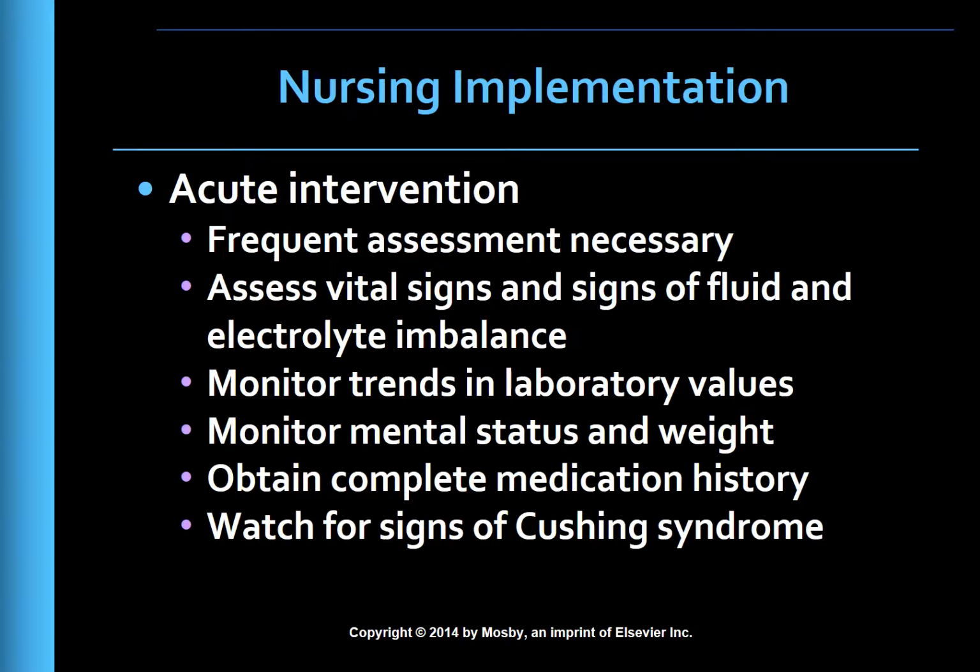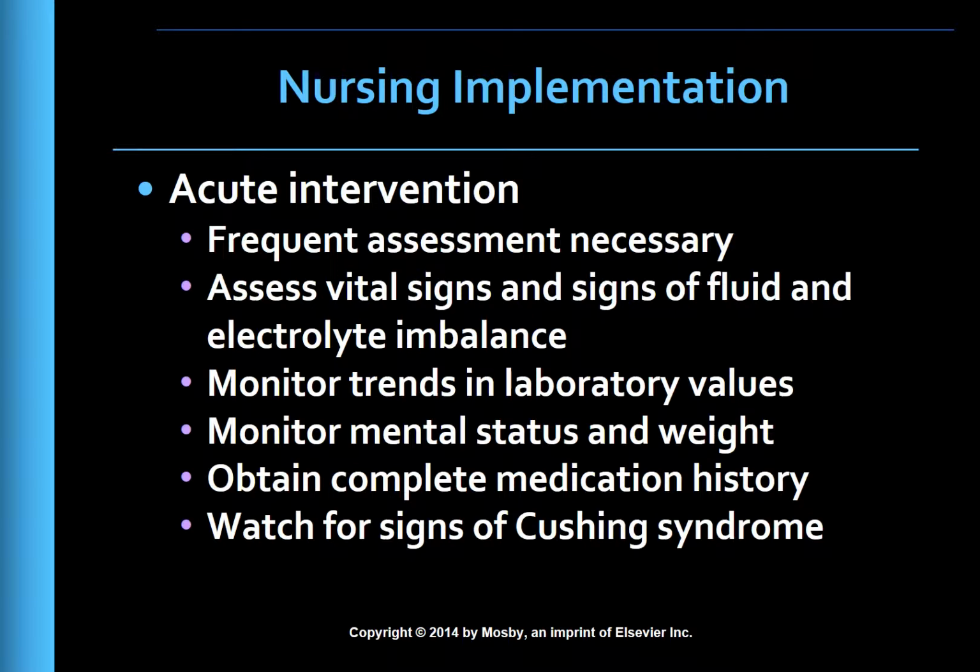fluid and electrolyte imbalance. Assess vital signs and signs of fluid volume deficit and electrolyte imbalance. Monitor trends in serum glucose, sodium, and potassium levels. Establish baseline data regarding mental status, vital signs, and weight. Obtain a complete medication history to determine potential drugs that can interact with corticosteroids, anticoagulants, and NSAIDs.